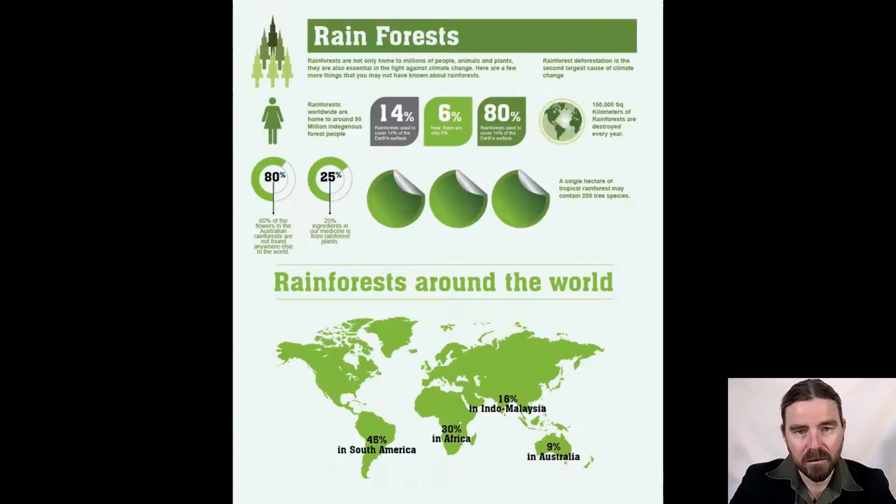Here's a little infographic about rainforests. There you go. Rainforests used to cover 14% of all land on Earth. Now they only cover 6%. And there's your 4 main rainforest areas: South America, mostly the Amazon, Africa and the Congo, Southeast Asia, and some in Australia. And we're lucky.